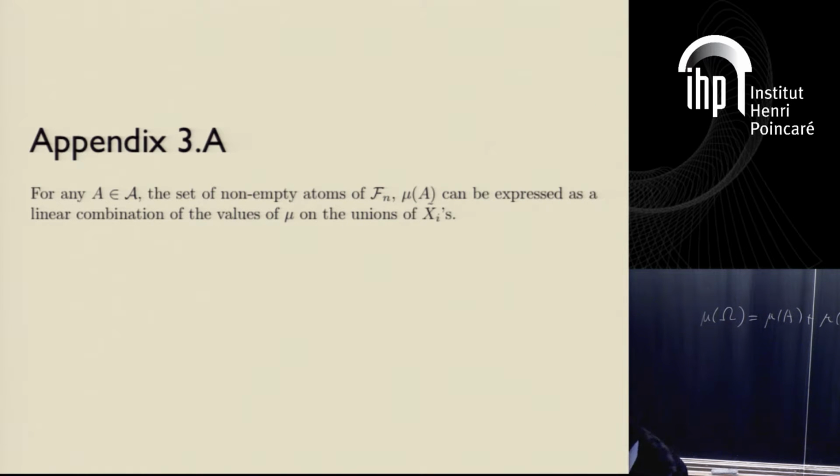Now this is actually taken from my book. Appendix 3a says that for any A in the set of non-empty atoms of Fn, mu A can be expressed as a linear combination of the values of mu on the unions of xi. This is just repeating what I said: the mu on any atom can be expressed as a linear combination of the values of mu on the unions.